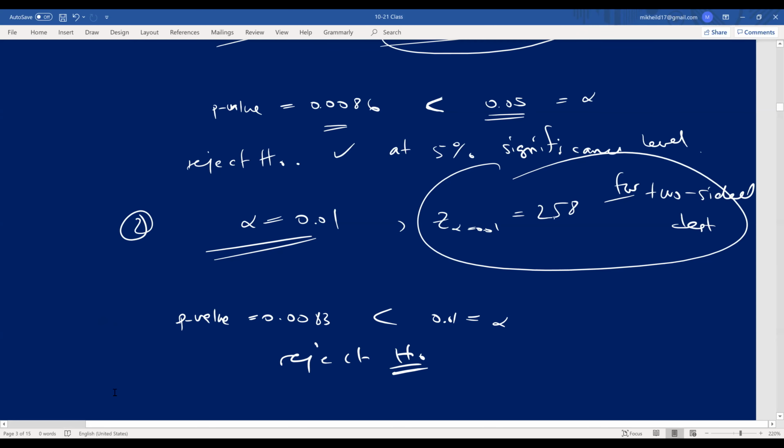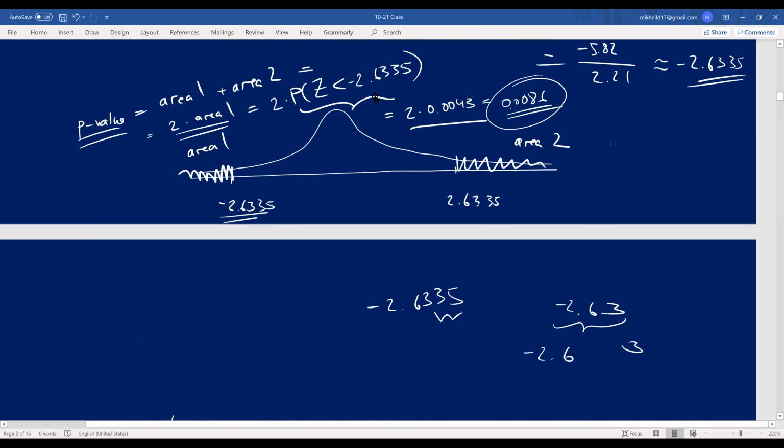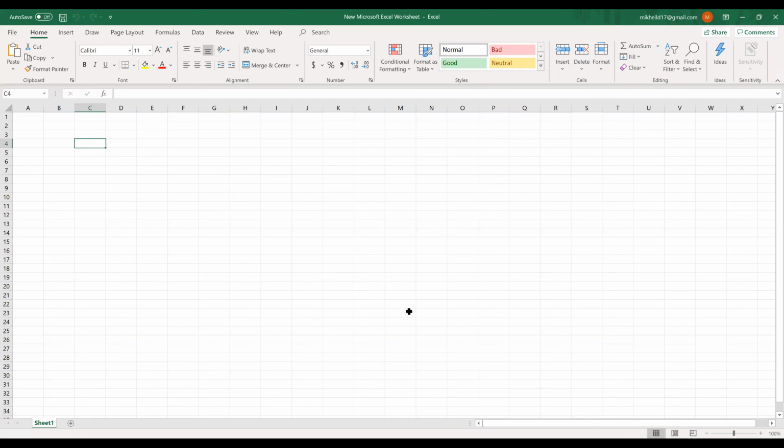And then the question that you guys asked was, okay, then we have z, which is equal to -2.6335, and how do we do this in Excel? Do you see the Excel? Yes. Okay, then we have this -2.6335, right? And we are interested in what's the p-value that corresponds to this test statistic.